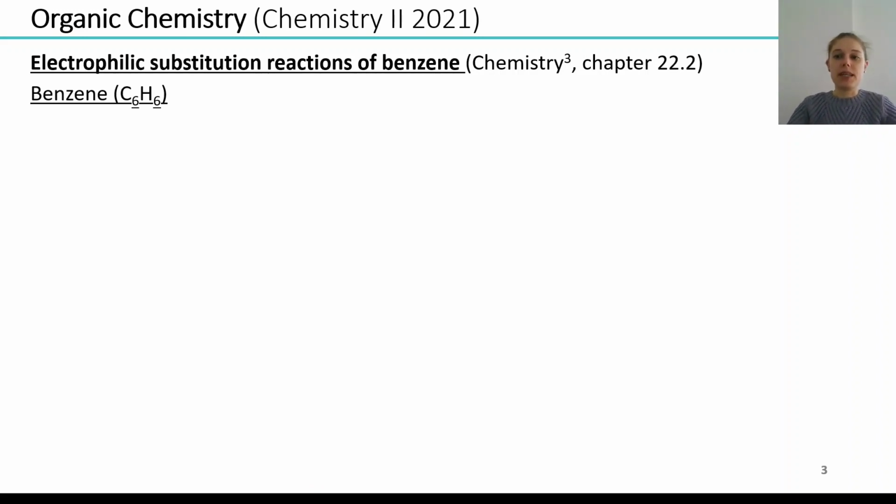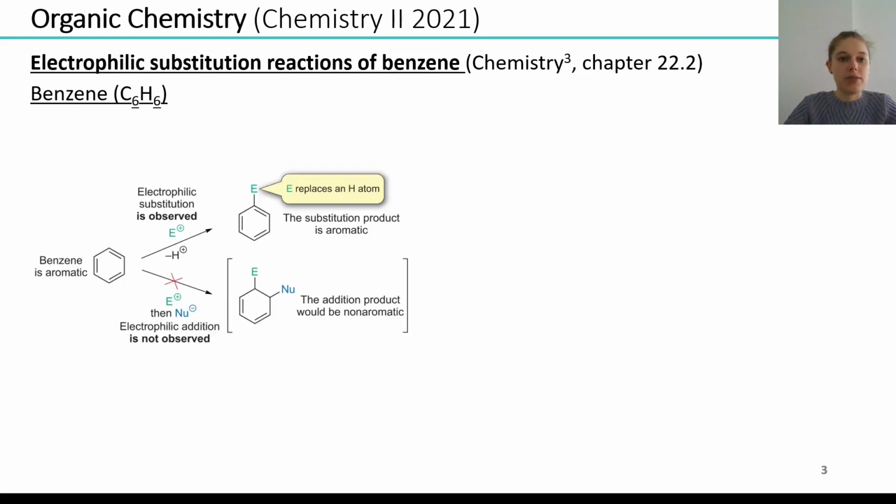Very generally, we can say that in an electrophilic substitution reaction, an atom or a group replaces a hydrogen atom on the benzene ring, so that the product contains the stable aromatic ring and one substituent. And it is very important that we see the reason behind this special reactivity.